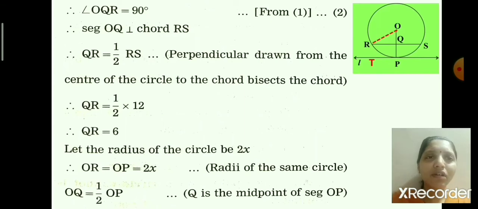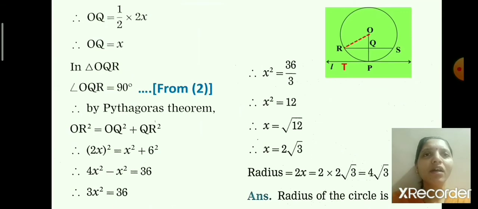Let the radius of the circle be 2x. Therefore OR is equal to OP is equal to 2x. Reason you will write as both are radii of the same circle. Now OQ is equal to half of OP. Reason is Q is the midpoint of segment OP. It is given in the question. Okay, now let's substitute the values here. OQ is equal to half into 2x. Therefore in OQ the 2 will get cancelled and you will get x. Now you have to consider triangle OQR.